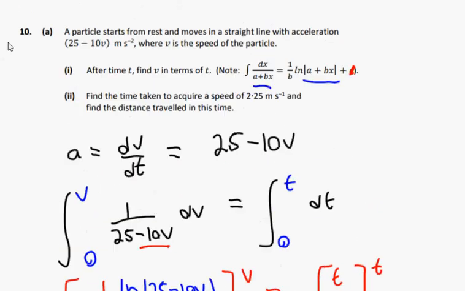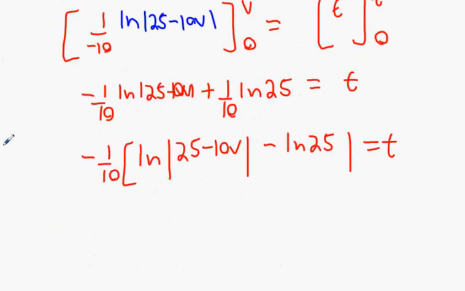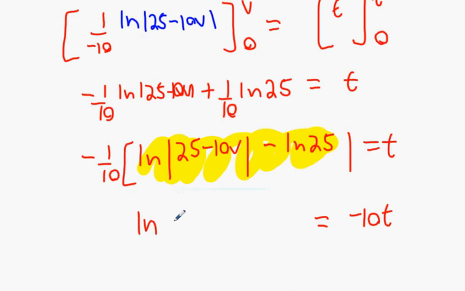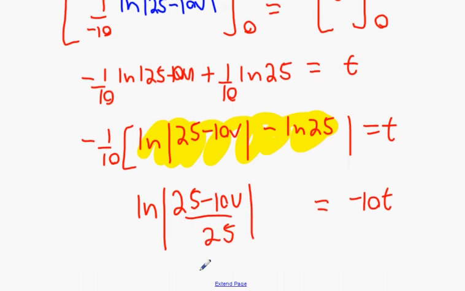Does one want t on its own or v on its own? Find v in terms of t. So we need v on its own. Very happy to get rid of that minus 1/10. I'll bring it over to the other side, multiplying both sides by 10 and by minus, so I get minus 10t on this side. This part is still unaffected, so using the division rule I get ln of 25 minus 10v all over 25.